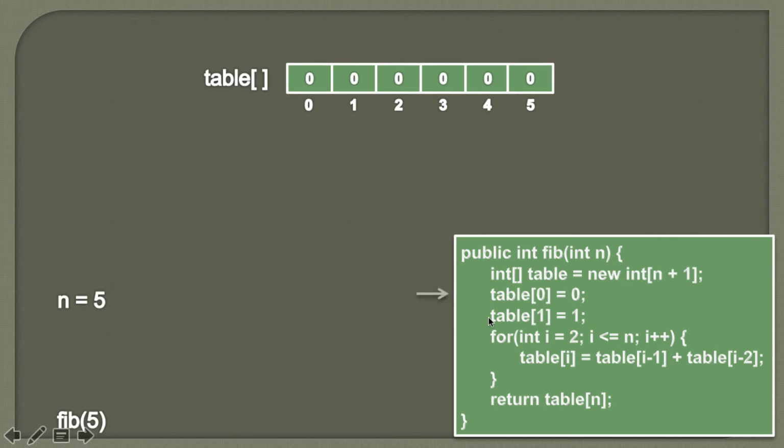So friends, as we know that the Fibonacci series starts with 0 and 1, here you can see we are simply assigning the values 0 and 1 to the 0th index and the first index. So we are assigning 0 to the 0th index, and then we are assigning 1 to the first index. Moving ahead.